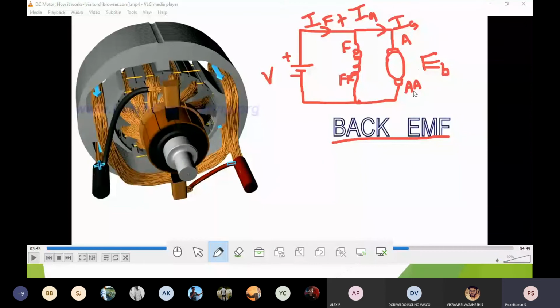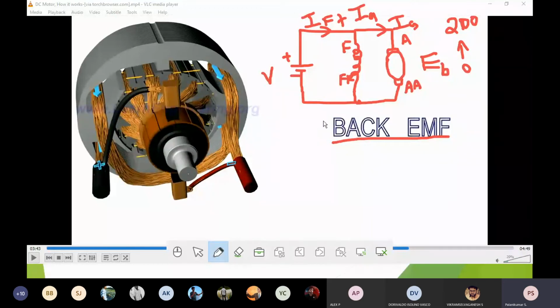When the motor starts rotating, the back EMF starts from 0 and rises to some voltage. For example, if the supply is 230 volts, it can go up to 200 or 210 volts. As a result, the current entering the armature is reduced, controlled by this back EMF.